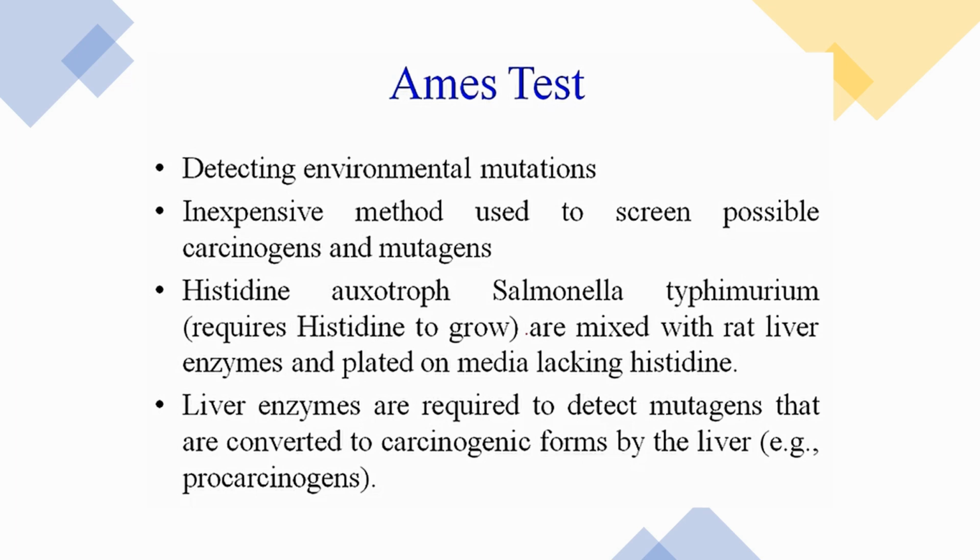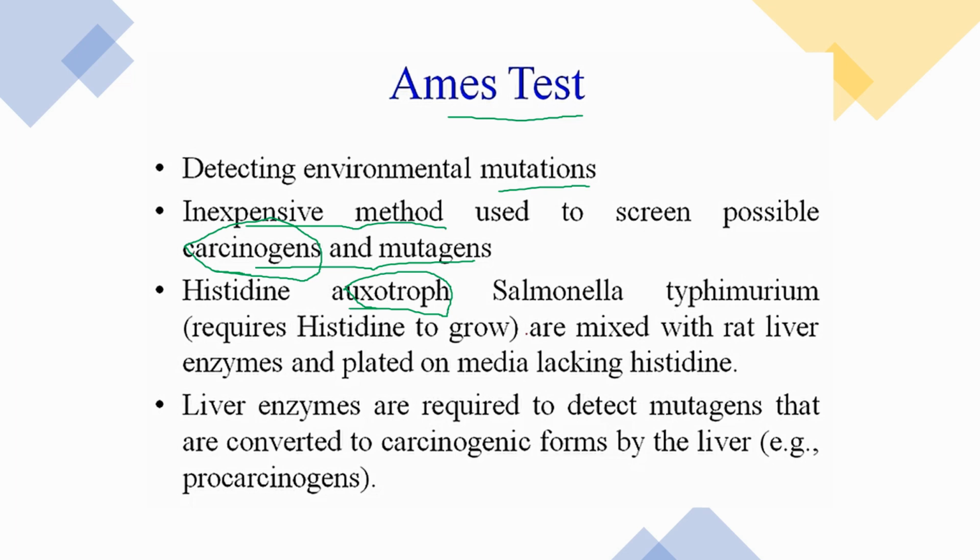Now we come to one test, that is Ames test, which is used to detect mutations. So it has come in CSIR question, so that's why we are discussing it. So it is an inexpensive method which is used to screen possible carcinogens and mutagens. Now what are carcinogens? They are the agents which can cause cancer. Now in this test, histidine auxotrophs. Now what are auxotrophs? They are the mutant organisms that require a particular nutrient which the normal strain does not.